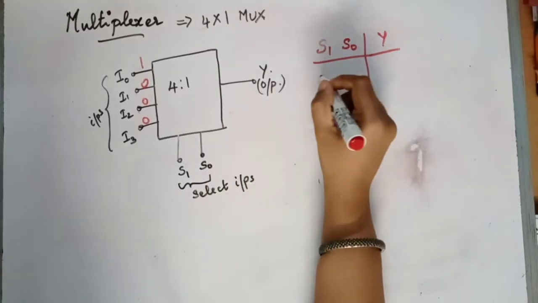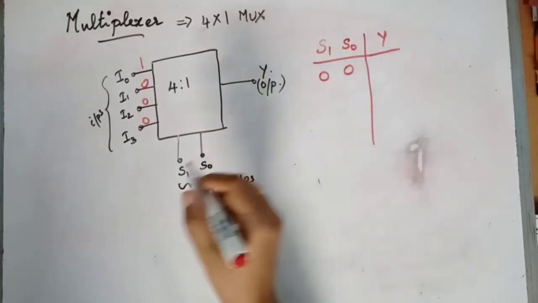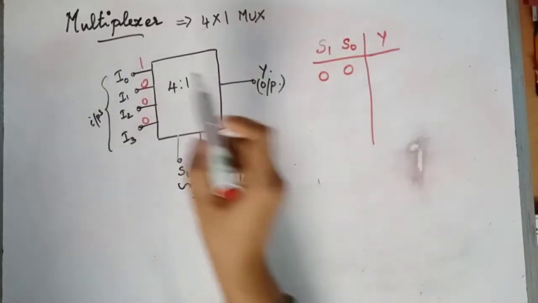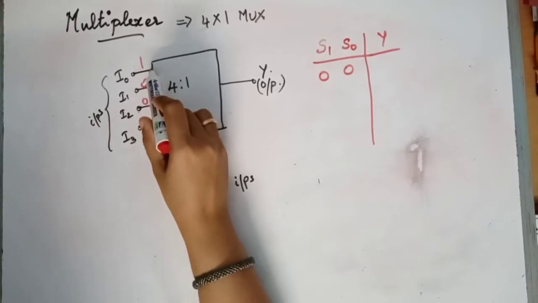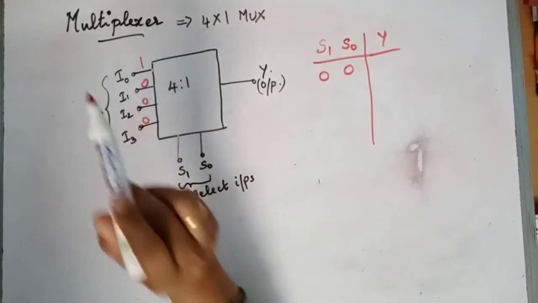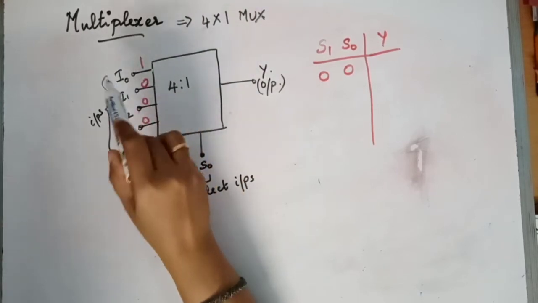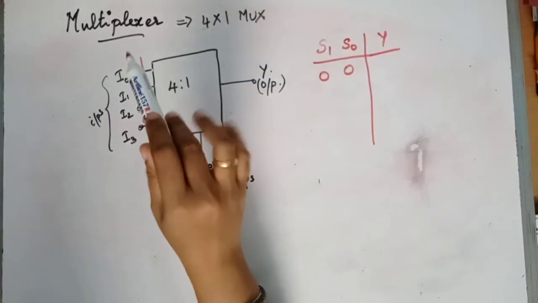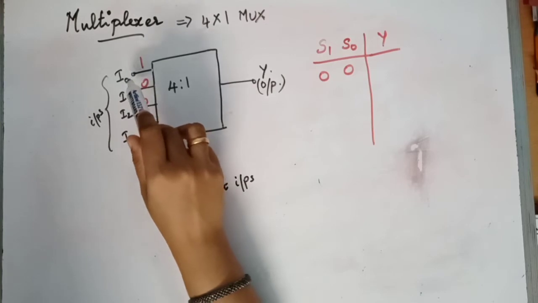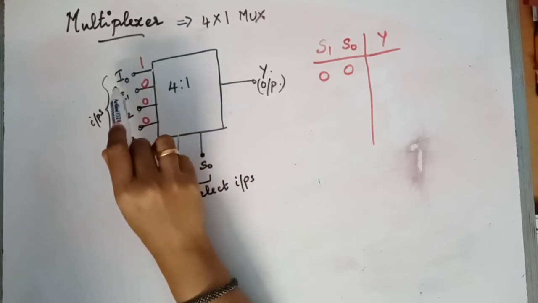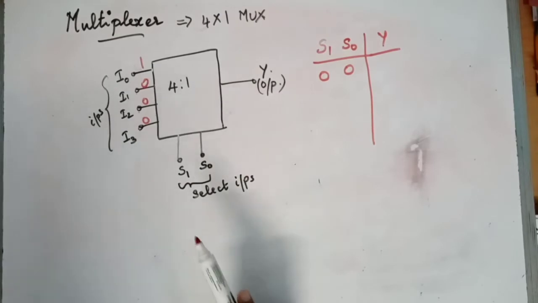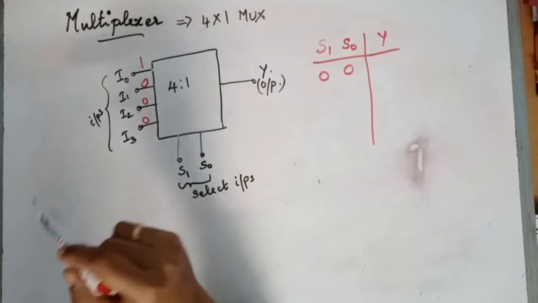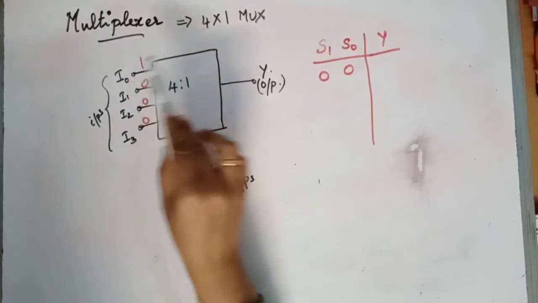So if I give S1 S0 as 0 0, so 0 0 means what? 0. So this is my 0 position, 0th input, I0. So I0 should be selected. The others, I1, I2, I3 should not be selected. Only I0 should be selected. And whatever is there in that particular switch, if it's a 1, then that 1. If it's a 0, then that 0. Whatever is there in I0, whichever position the switch is in, that value is transferred to Y.